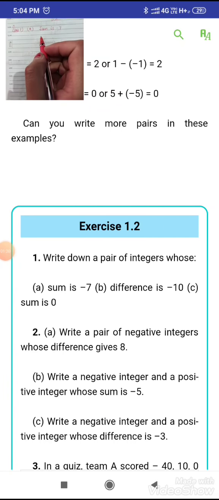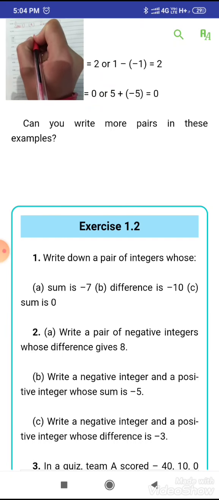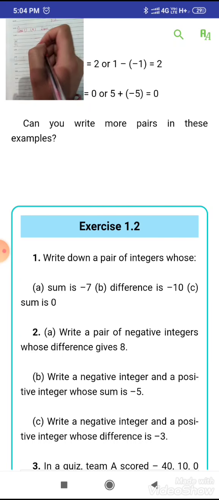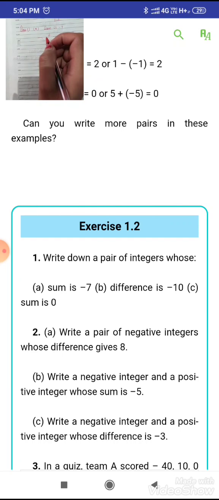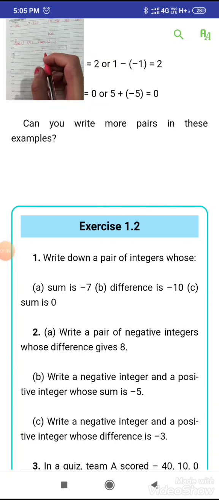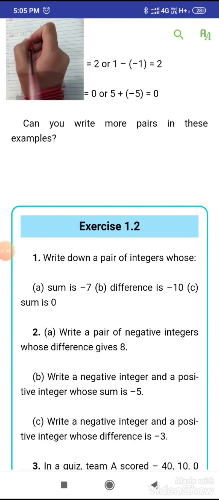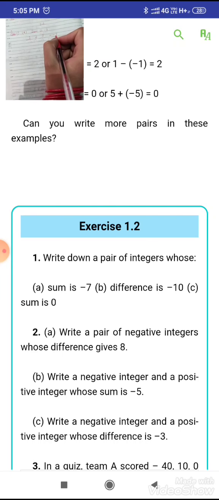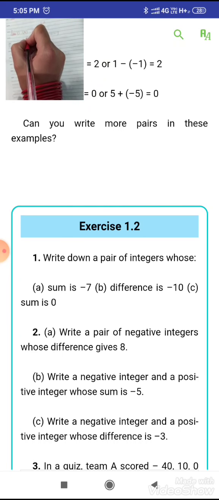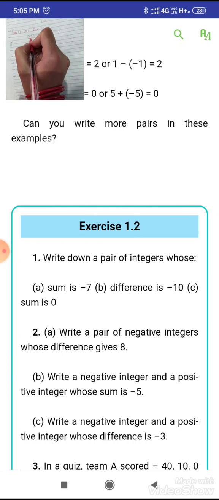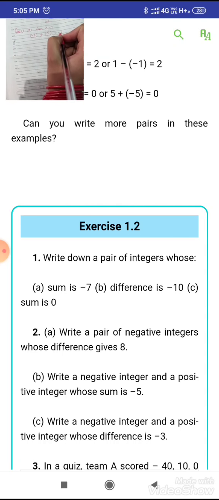So in this question we have to find two integers whose sum is minus 7. Now think about it. Think about numbers whose sum is 7: the numbers are 2 and 5, but their sum is plus 7, not minus 7. For this we have to insert a minus sign before our numbers. Minus 2 plus minus 5 is equal to minus 7.